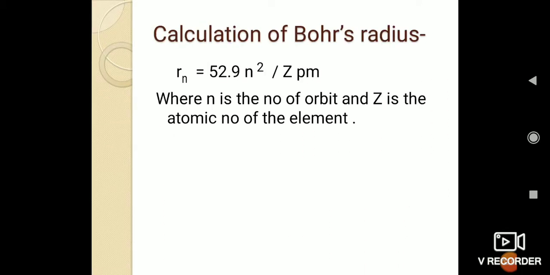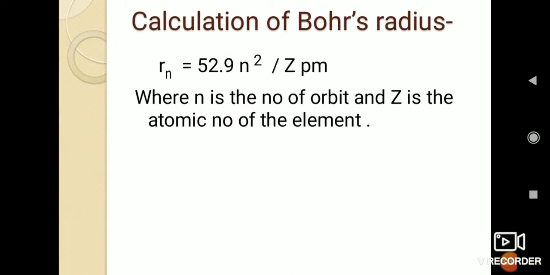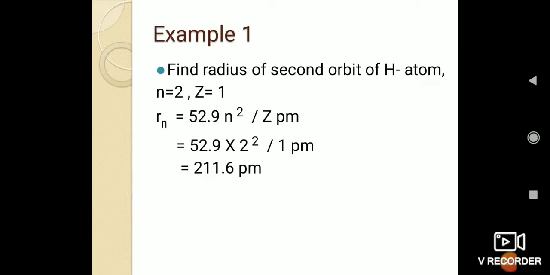There is a formula to calculate the Bohr's radius for different atoms, because it is applicable to single electron species. The formula is 52.9 n square by Z picometer. Here Z represents the atomic number of the different elements, and n is the number of the orbit. Now let us solve an example and understand it.